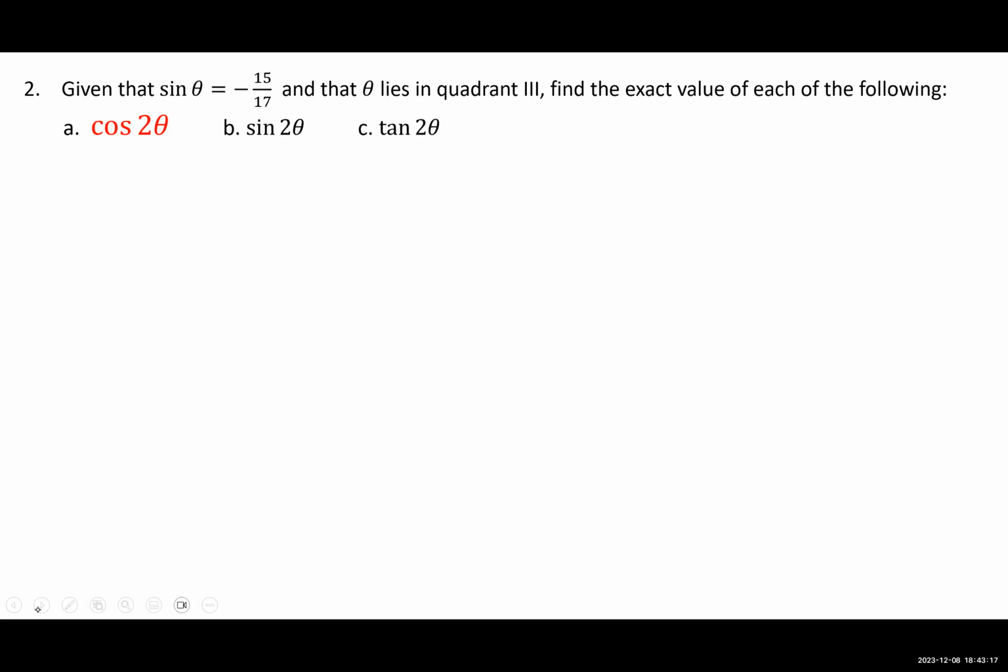So let's say, given that sine of theta is negative 15/17, and theta lies in quadrant 3, find the exact value of cosine of 2 theta, and then sine of 2 theta, tangent of 2 theta. We'll deal with these two afterwards, after we're done with the cosine of 2 theta. So let's start with the cosine of 2 theta. Let's do the same thing. Actually, we're missing one little piece of information. It's that triangle.